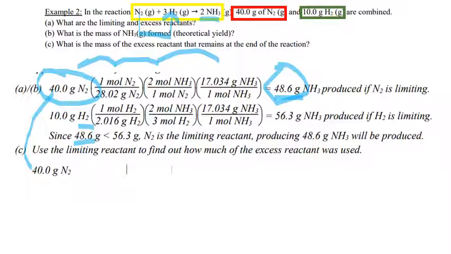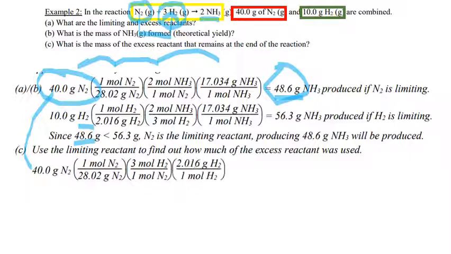Since this is the smaller number, I'm going to take that 40, put it down here, and convert grams of one of the reactants, which is the limiting reactant, to grams of the other reactant, which is the excess. So again, I'm going to go 40 grams to moles of nitrogen, and then moles of nitrogen to moles of hydrogen, just like I said I would up here. After that, I'm going to go moles of hydrogen to grams of hydrogen. That will give me 8.63 grams of hydrogen used.